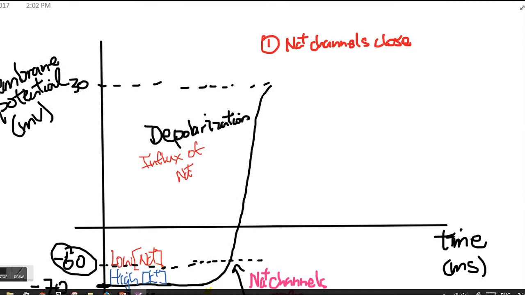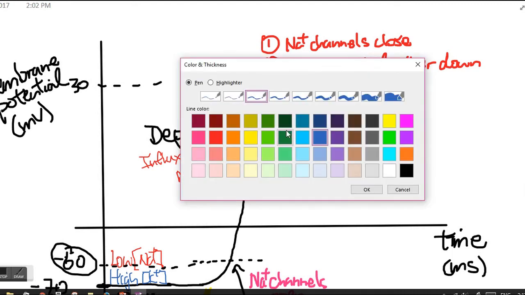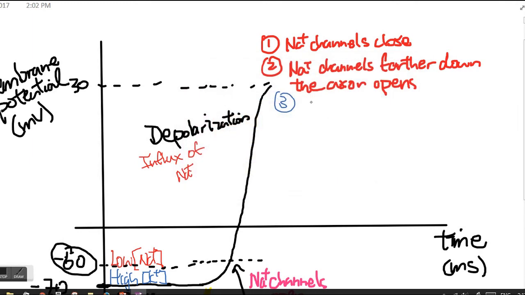So the second point that I want to write down here is number 2. Although the sodium channels of the current section will close, sodium channels farther down the axon open, and it causes that section to undergo depolarization. And the last thing that would happen, and I'll put it right here, is we are now sitting at 30, and that actually is the opening voltage for the potassium channels, right? For the potassium channels.